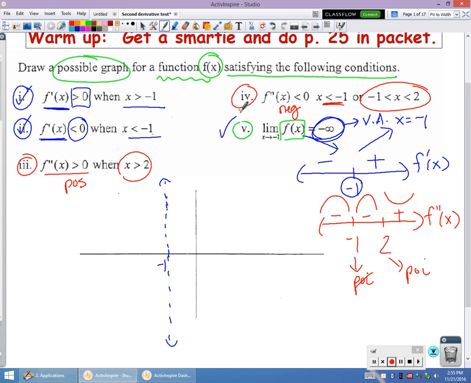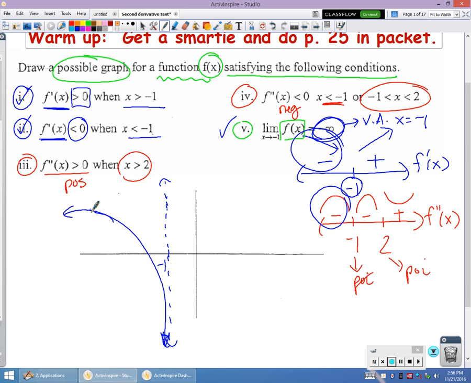Now looking at -1 on my number line, to the left of -1, there are two things that are happening. The original function is decreasing and the original function is concave down. So I'm going to draw a graph that's decreasing, concave down, and approaching the vertical asymptote. So my graph could look something like that.